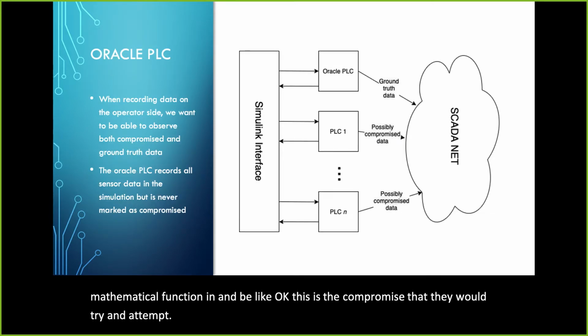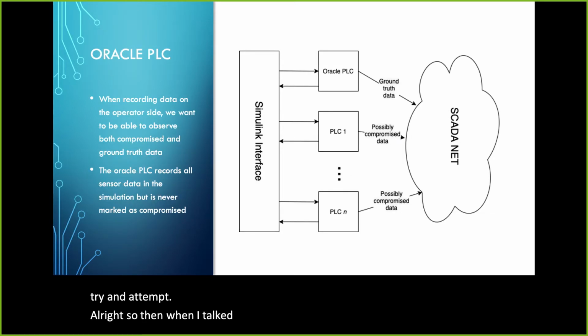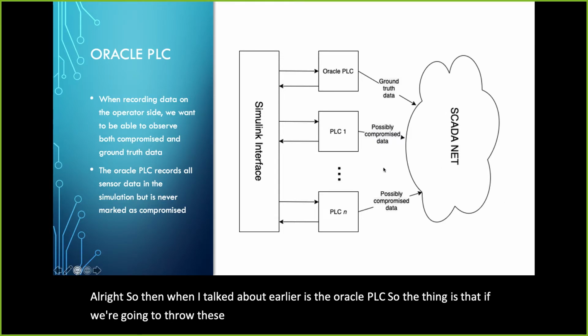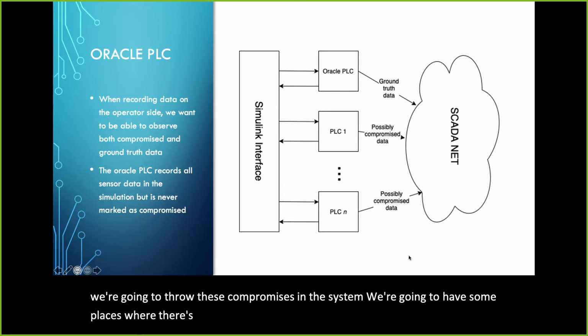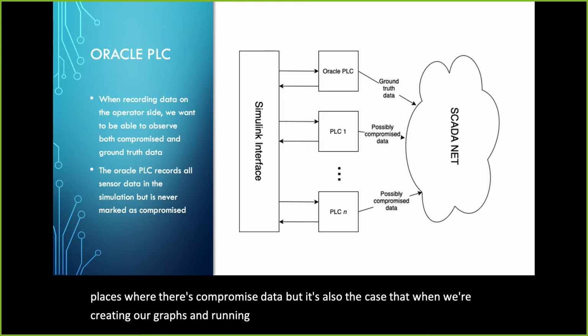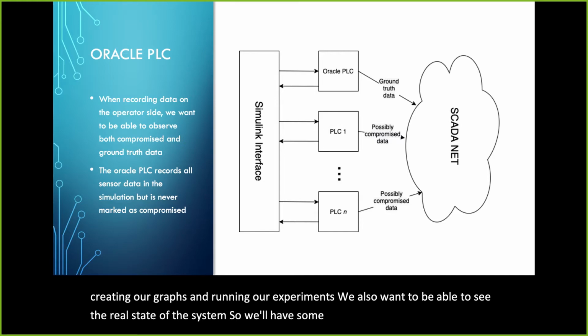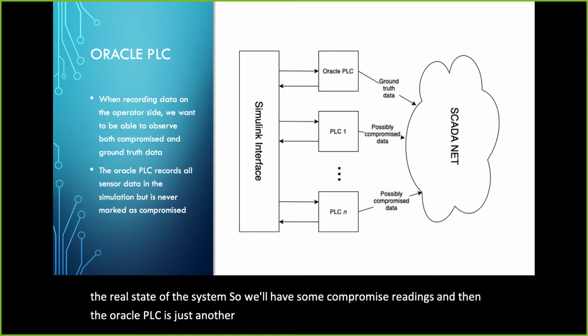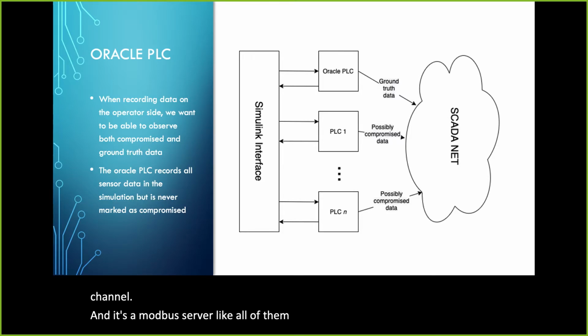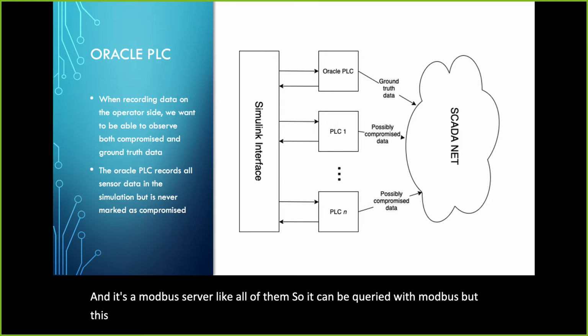All right, so then what I talked about earlier is the Oracle PLC. If we're going to throw these compromises in the system, we're going to have some places where there's compromised data. But when we're creating our graphs and running our experiments, we also want to be able to see the real state of the system. So we'll have some compromised readings, and then the Oracle PLC is just another PLC that's registered to listen to every sensor channel. It's a Modbus server like all of them, so it can be queried with Modbus. But we set it up so that it's never going to be compromised. That way we can retrieve ground truth data.